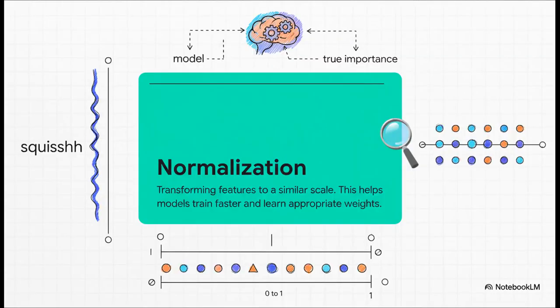The solution to this problem is called normalization. This is just the process of basically squishing or stretching all of our features so that they live on a similar scale. Maybe everything is between 0 and 1, for example. Doing this helps the model train way faster, and more importantly, it helps it learn the true importance of each feature.